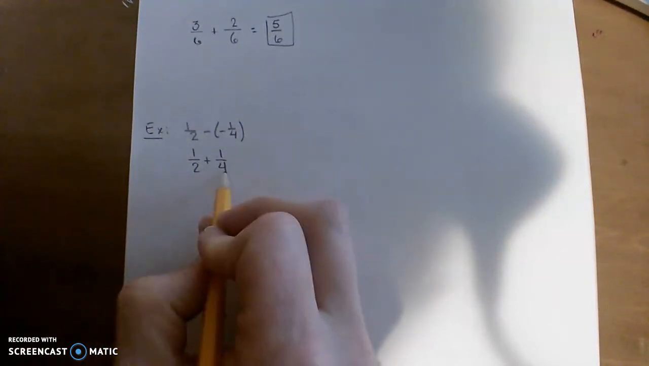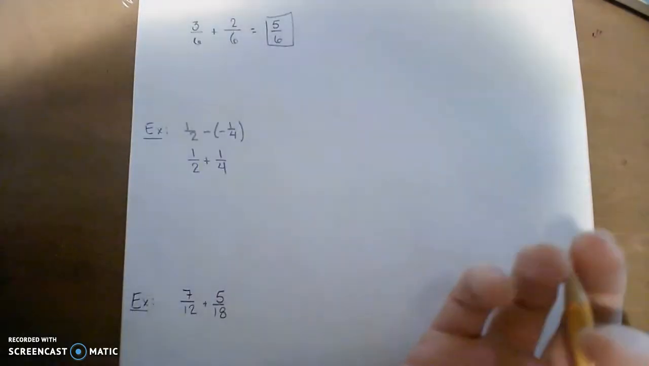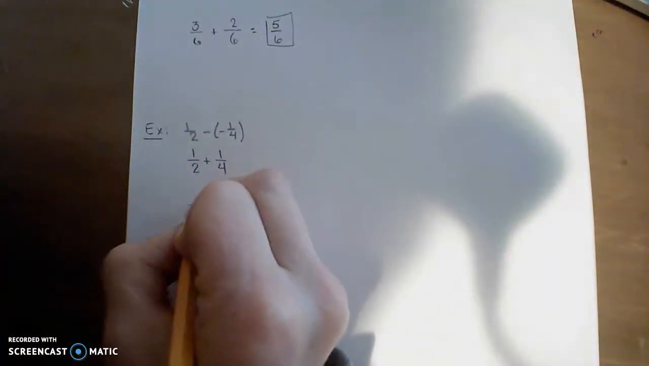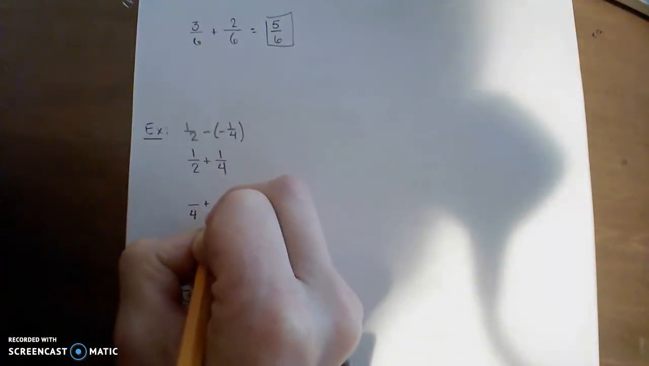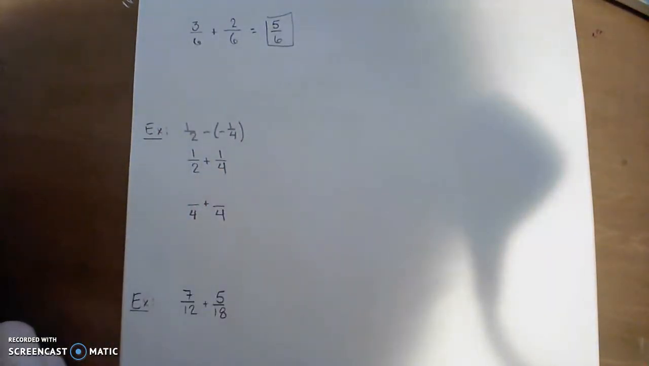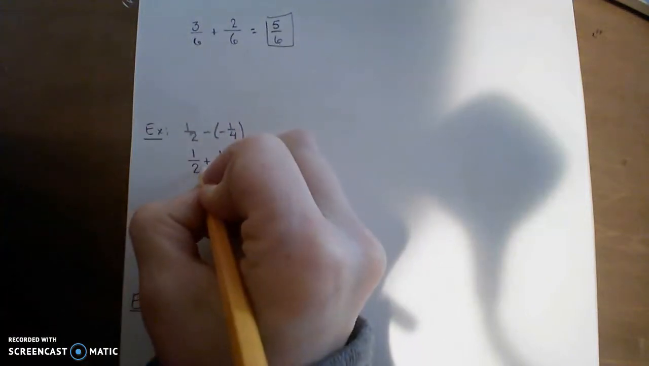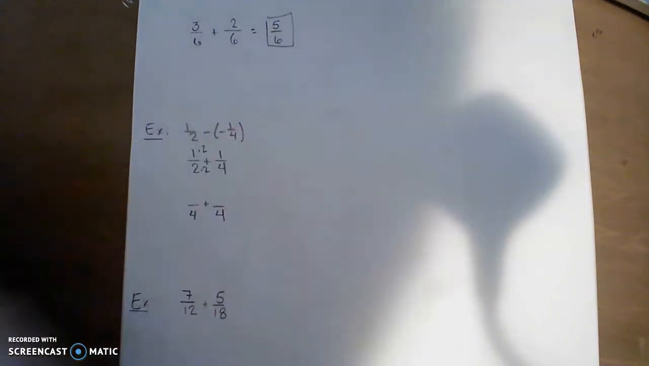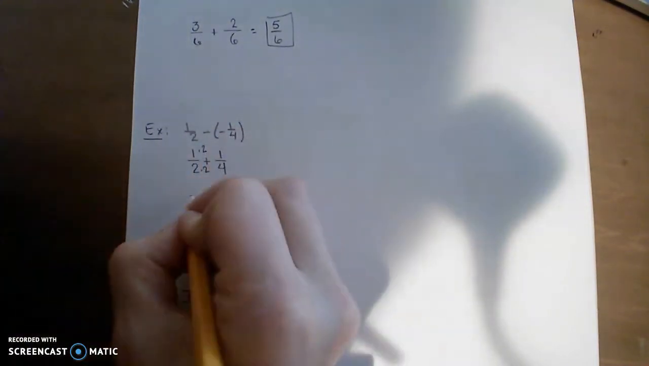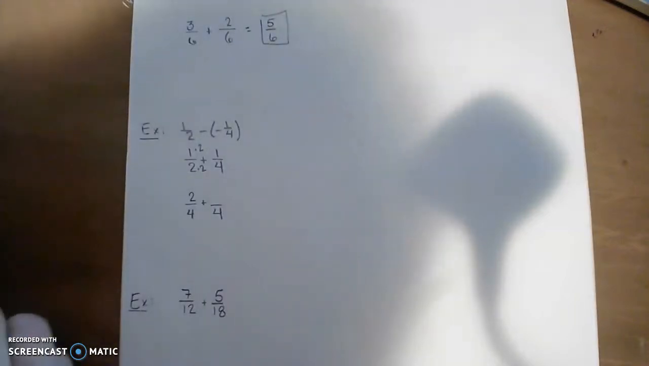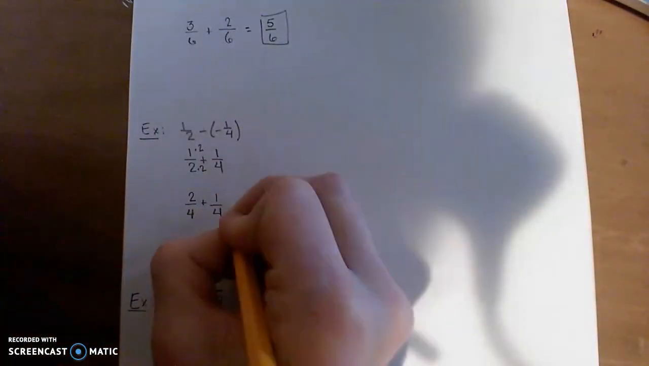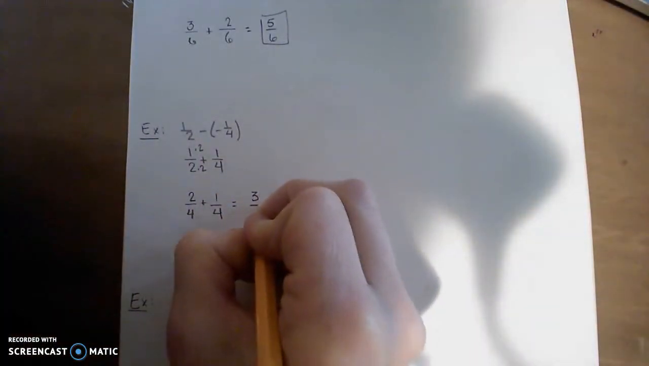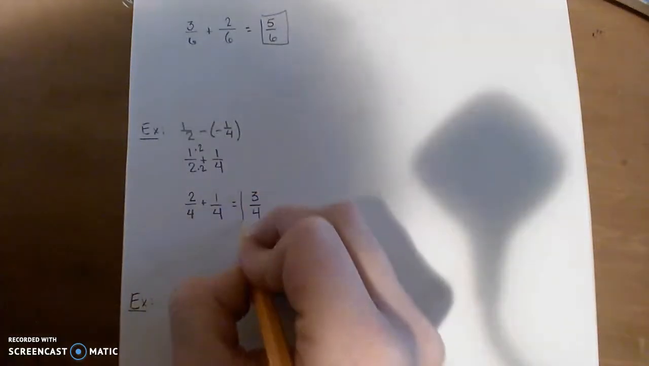Since 2 already goes into 4, I can use 4 as my common denominator. So I'll write both of these fractions with a denominator of 4. 2 times 2 is 4, so times 2 times 2. So 1 times 2 is 2. 1/2 becomes 2/4, and 1/4 can just stay the same. 2/4 plus 1/4 gives me 3/4.